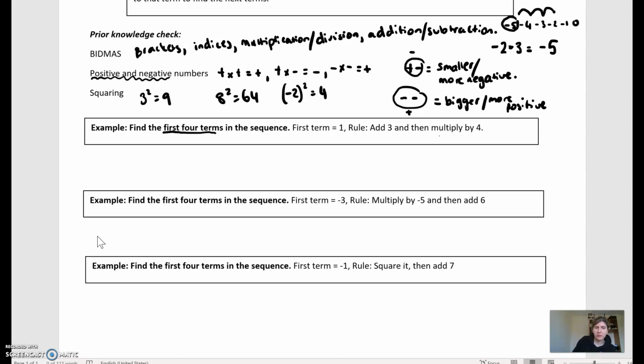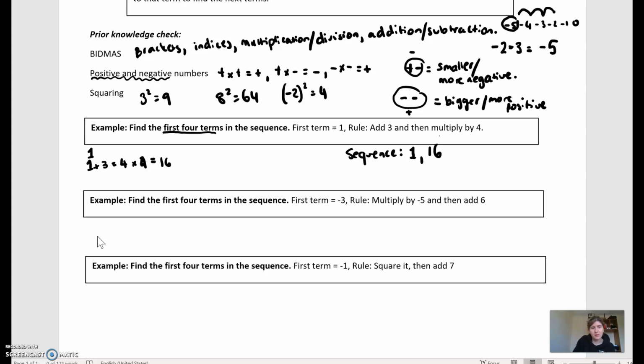So the first number is always just the one that you start off with, okay? So we're starting off with 1. That's our first number in our sequence, and I'm going to write that over here. So sequence, okay, 1 is the first value. The second one, we're then adding 3 and multiplying by 4. So 1 plus 3 gives us 4, times by 4 gives us 16. Okay, so our second number in the sequence is 16.